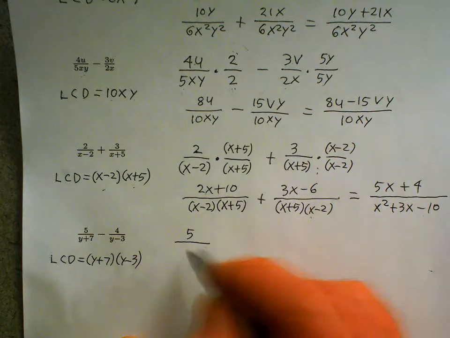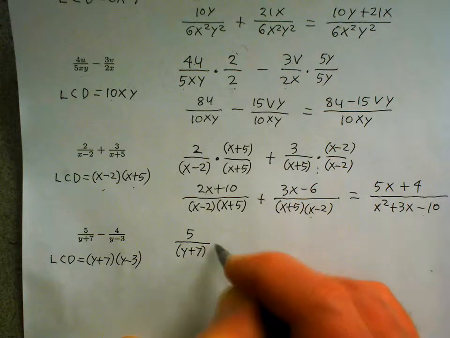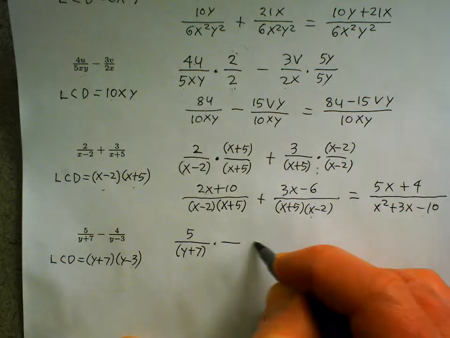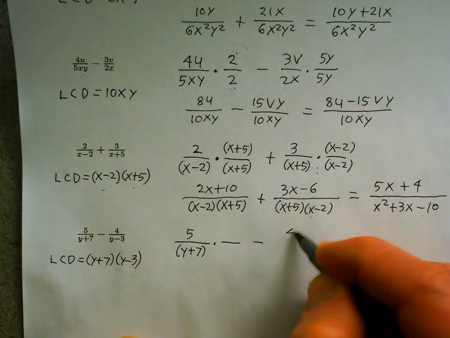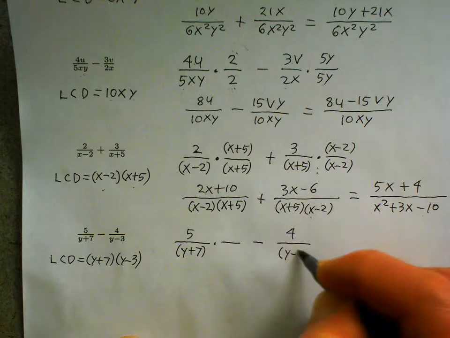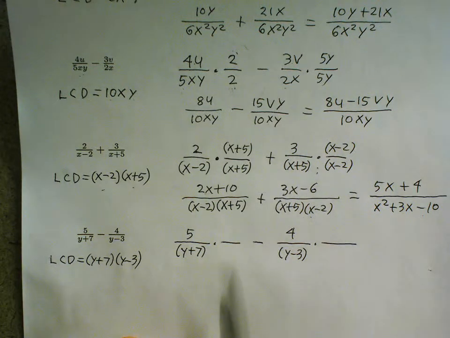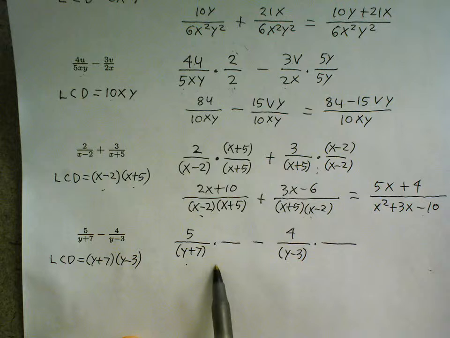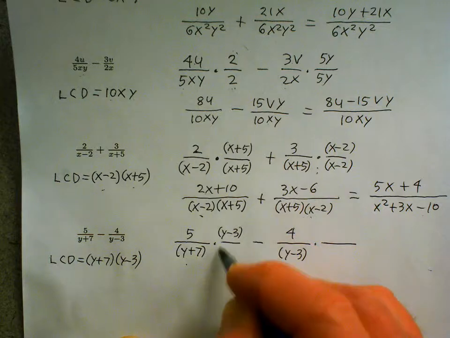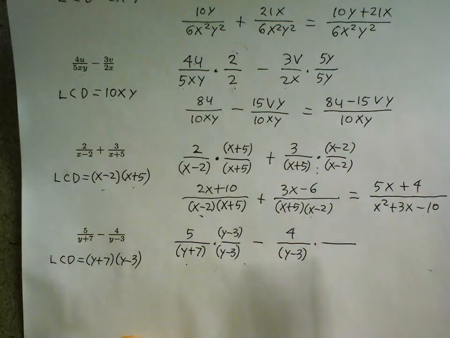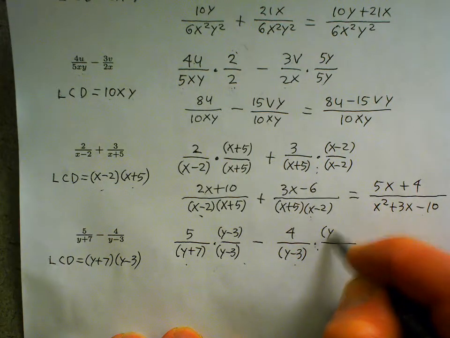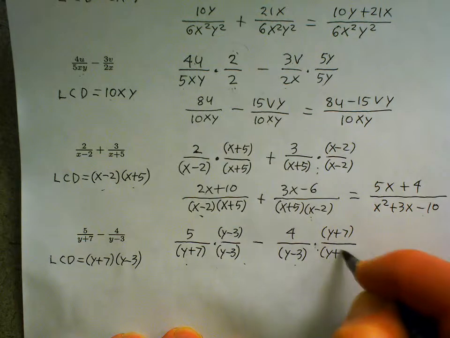Okay, as we've been doing, we're going to multiply each of those by 1 in a particular form. So first, 5 over y plus 7. What form does 1 take when we multiply that by 1? Y minus 3 over y minus 3. Yeah, y minus 3 over y minus 3. And then for the other one, 4 over y minus 3, we're going to multiply by 1 in the form y plus 7 over y plus 7.